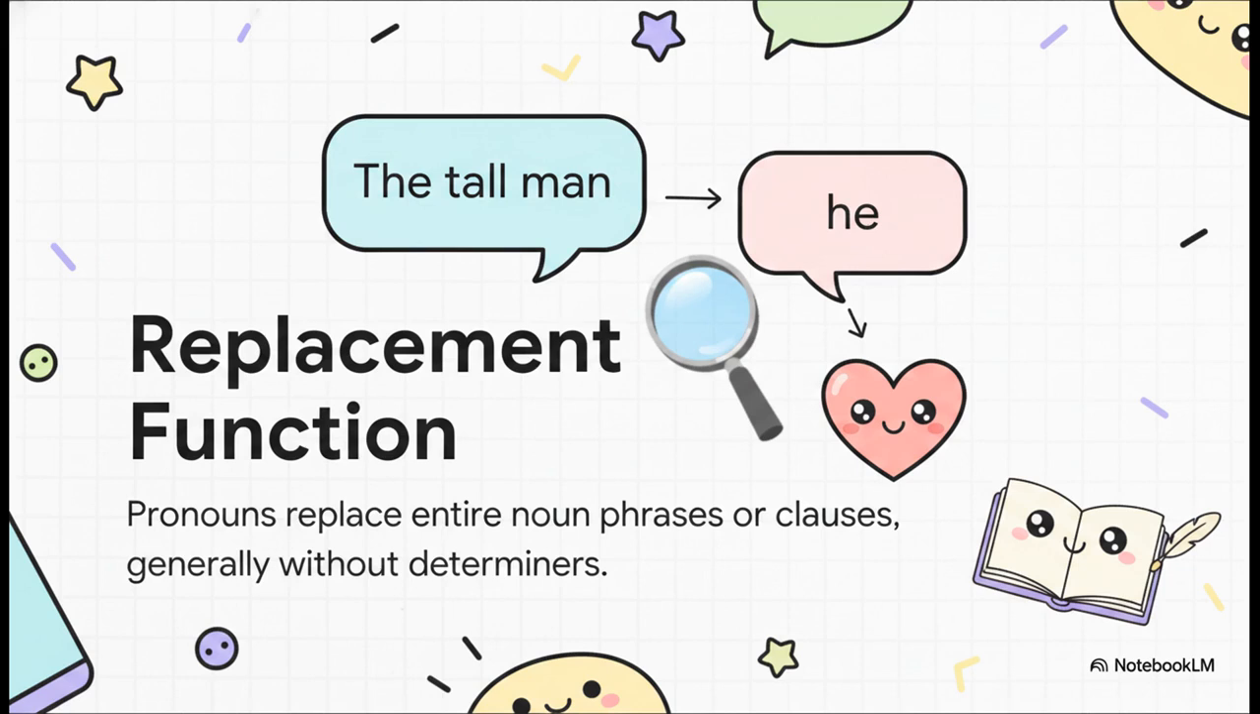And that brings us to something called the replacement function. Now, according to the heavyweight foundational framework laid out by linguists like Quirk and Greenbaum in their comprehensive grammar of the English language, a pronoun doesn't just swap out a single noun. It actually takes over an entire noun phrase or clause. It's a total replacement. So if you say, the tall man left because he was tired, that little word he completely swallows up the tall man. And because of this, pronouns just don't play nice with determiners. Grammatically speaking, you simply cannot say something like the they or a tall they. It just sounds totally wrong, right?